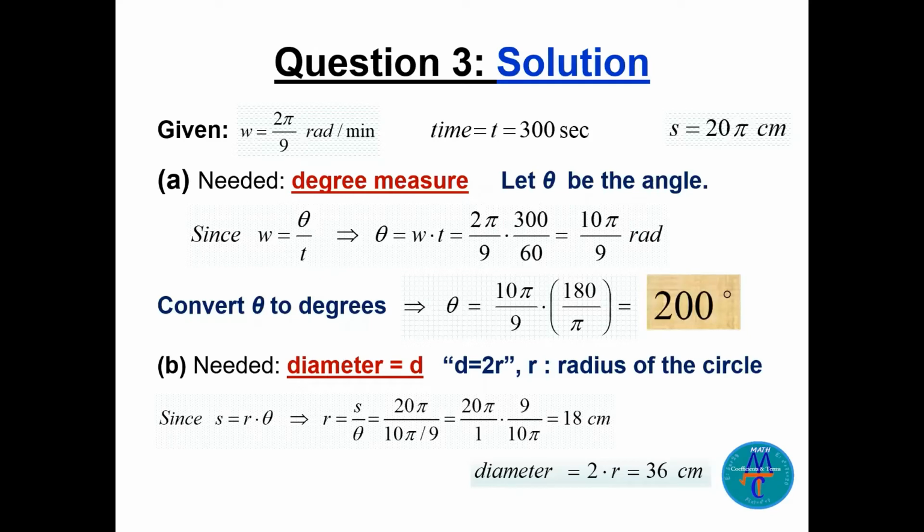Now let's look at the given here. W is the angular velocity, 2 pi over 9 radians per minute. Time is t, 300 seconds. S is 20 pi centimeters.